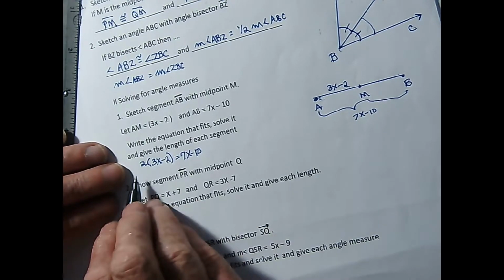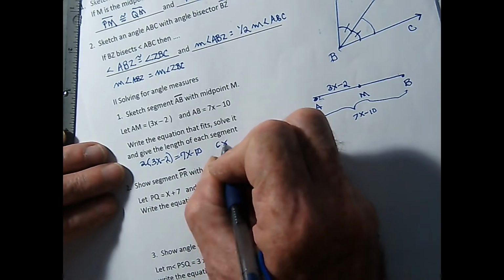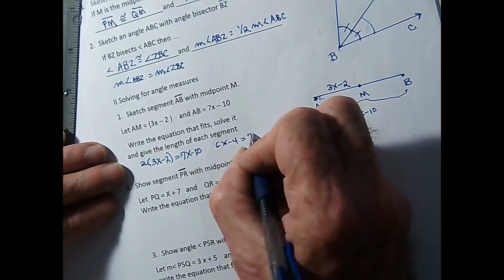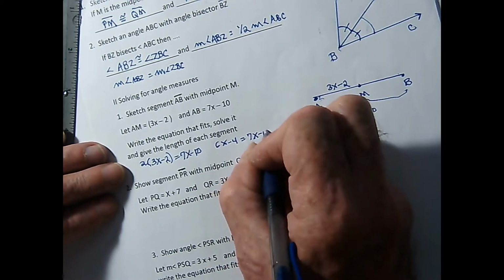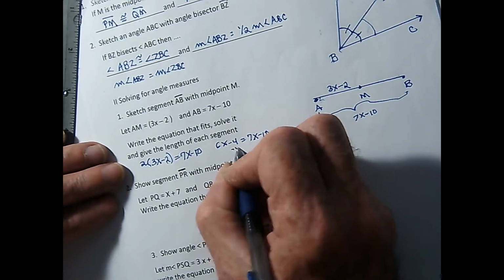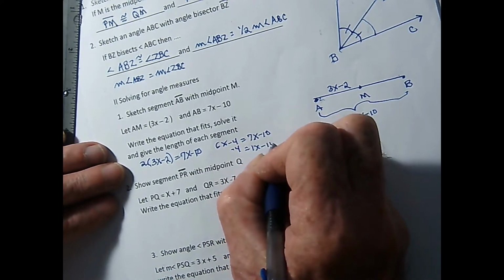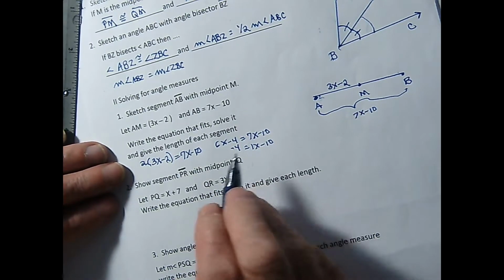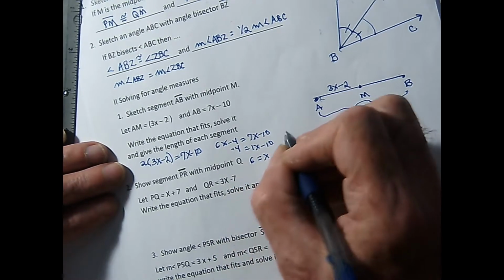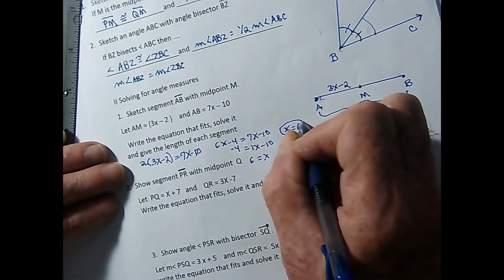I'll do it now. I'll multiply through those parentheses, and that would give me 6x minus 4 equals 7x minus 10. I can subtract 6x from both sides, and that would leave a negative 4 equal to 1x minus 10. Add 10 to both sides, and a negative 4 plus 10 will be a positive 6 is equal to x. I'm considering that x must be equal to 6. I'm going to find those couple of lengths.